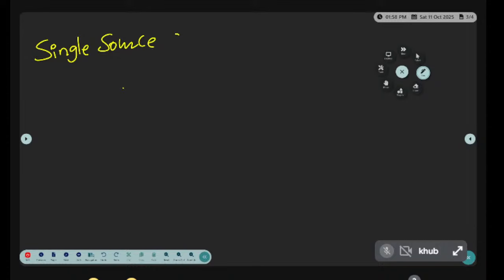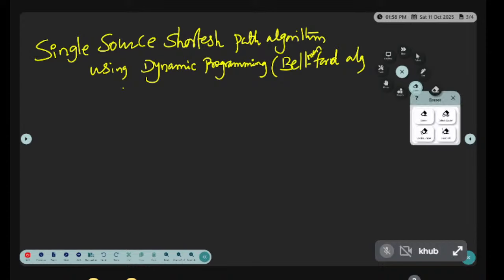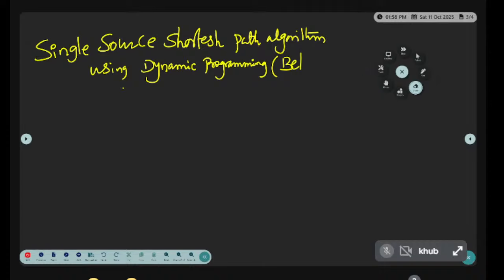Next one, single source shortest path algorithm using dynamic programming, the Bellman-Ford algorithm. This is the second application.